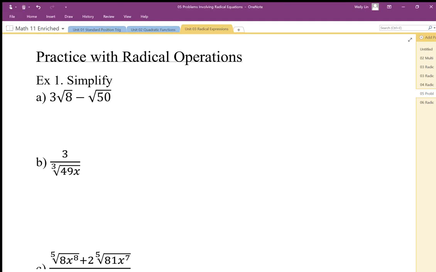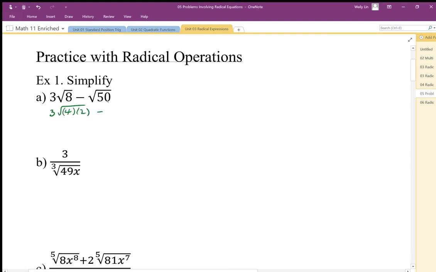So to simplify these radical expressions, we want to make sure that we have these in mixed radical form, in lowest form. That way we can compare if the radicals are like radicals, which means we can add or subtract them. So here we take out the perfect square, so it becomes 3 root 4 times 2.